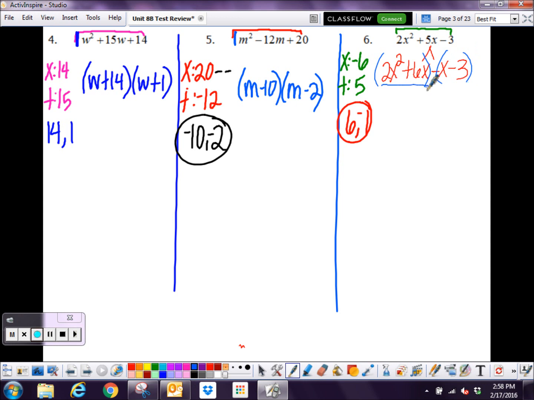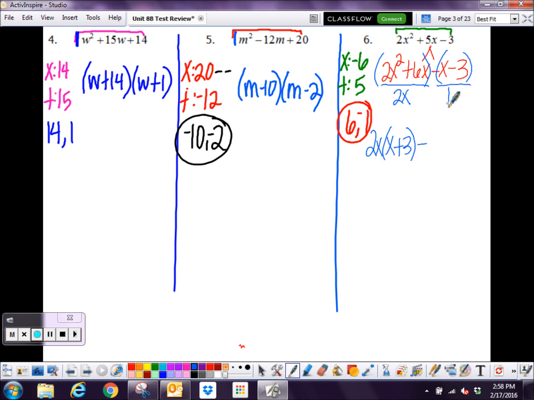Looking at my first group, what do we have in common? Okay, they both have a 2x. So I'm going to write what I took out, my GCF, which is 2x. If I take that out, that leaves me with x plus 3. I'm going to bring that minus sign down and look at my second group.